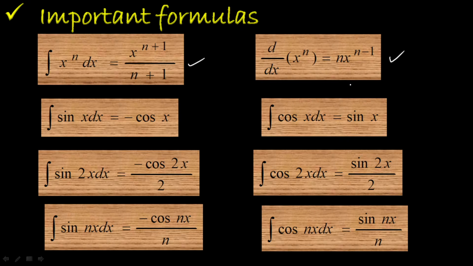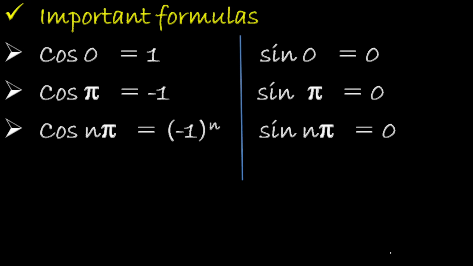Whereas if you differentiate the same function, you get n x to the power n minus 1. The integral of sin x dx is nothing but minus cos x, and the integral of cos x dx is nothing but sin x. So in general, the integral of sin nx dx is minus cos nx divided by n, whereas the integral of cos nx dx is equal to sin nx divided by n. And the basic limit values of cosine and sine at 0, pi and so on. These are all values you know already, isn't it?